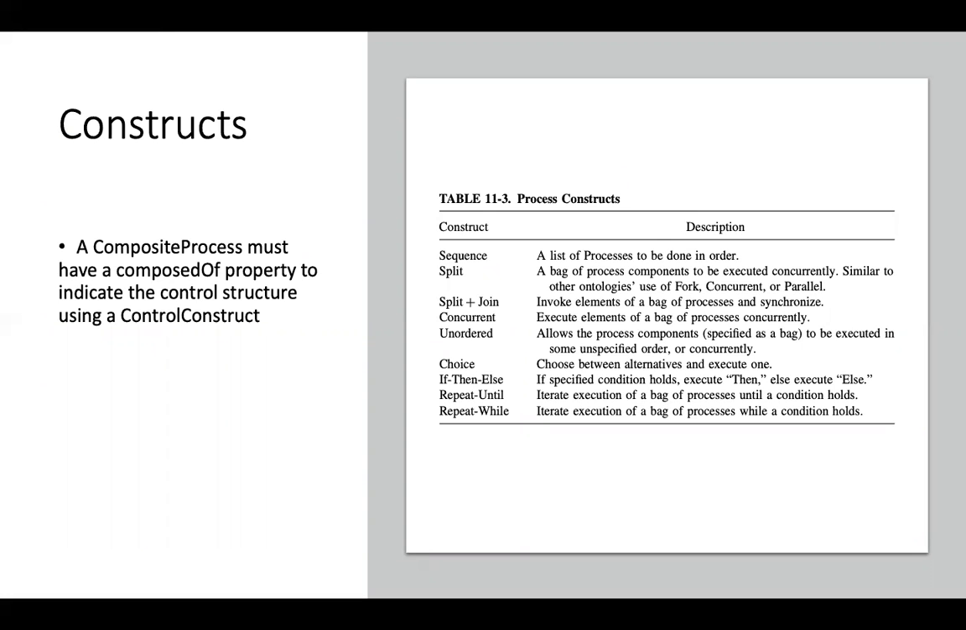A composite process must have a composedOf property to indicate the control structure using a control construct. Each control construct, in turn, is associated with an additional property called components to indicate the ordering and conditional execution of the subprocesses. For example, the control construct sequence has a components property that ranges over a process component list.